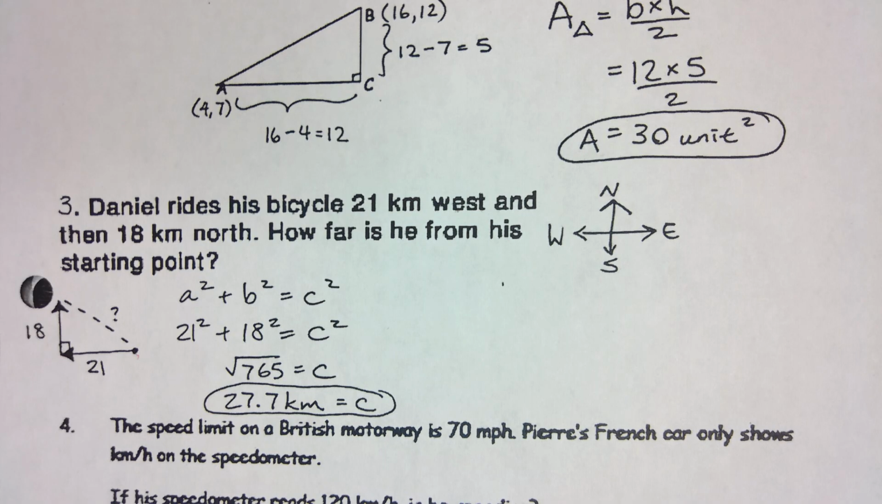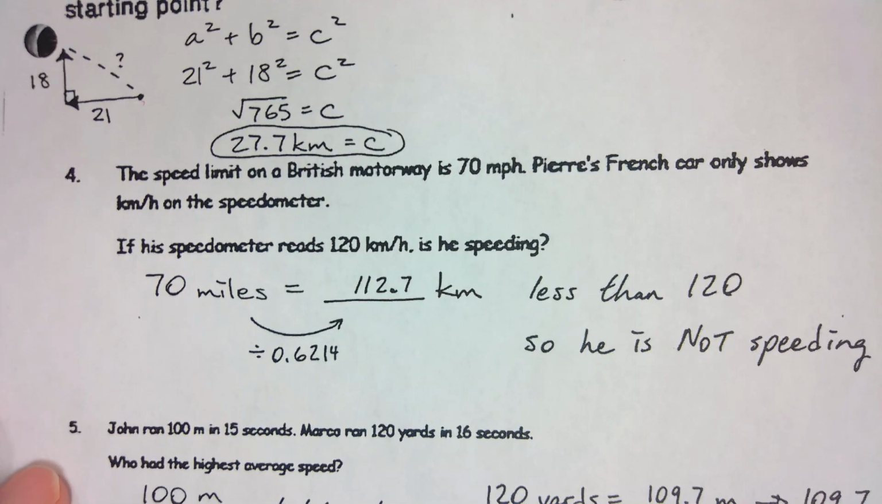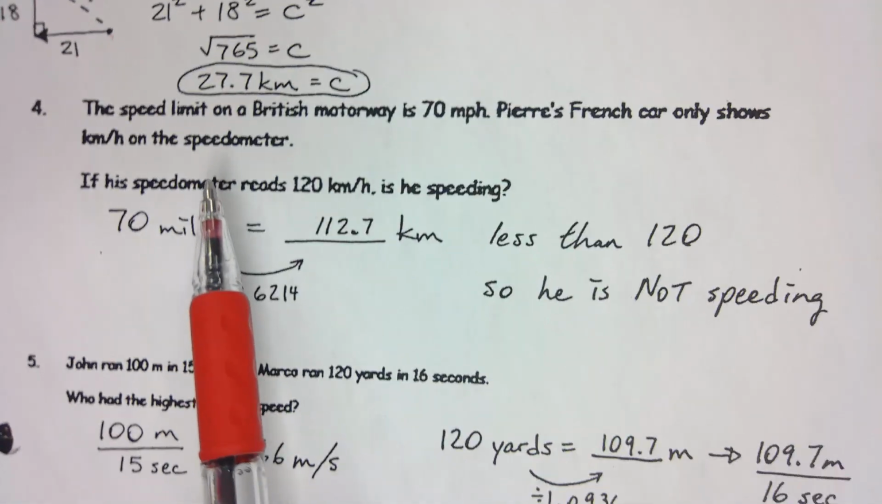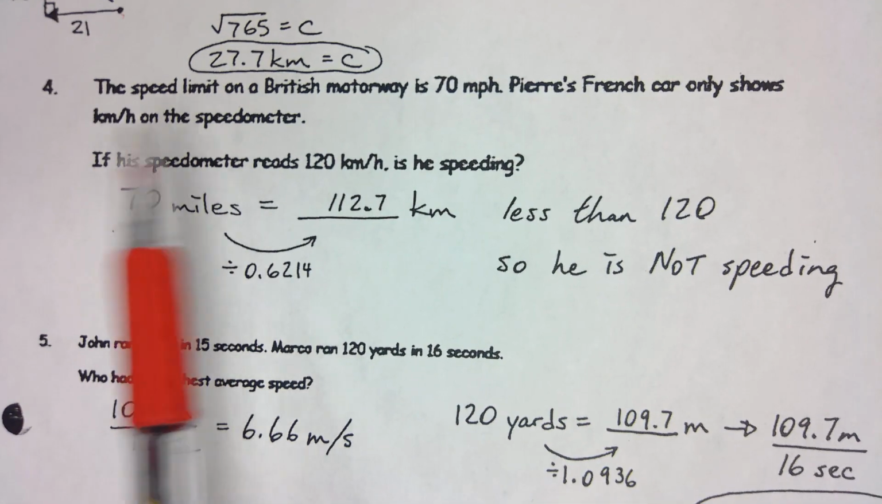So this page is just simple Pythagorean theorem questions. You have to draw the right angle triangle and know when to add, when to subtract. Okay, last 2 right here with conversion. Yes, don't forget you need to know conversions.